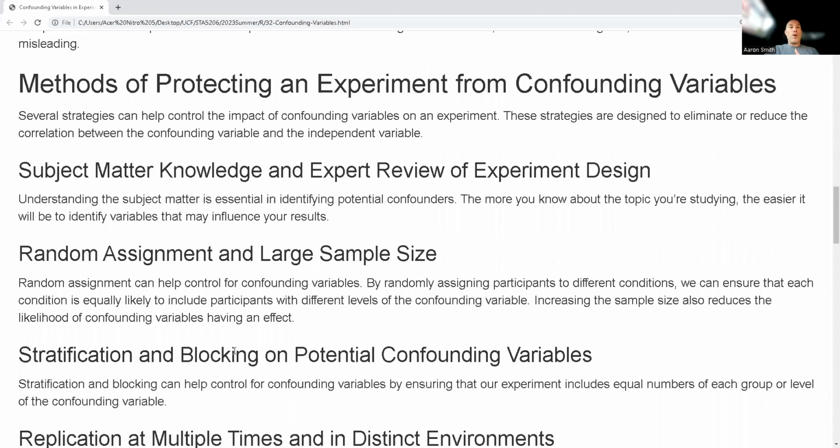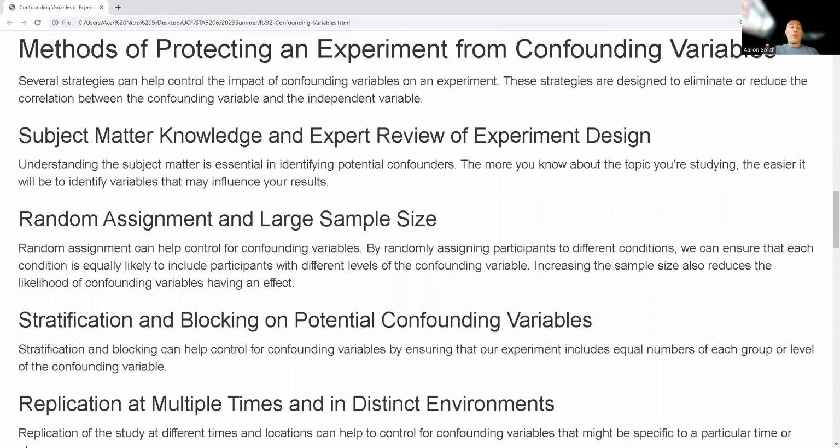Let's talk about ways to protect ourselves from confounding variables. The first and most important one is subject matter knowledge. If I know a lot about what I'm working with and I understand what's going on, I'm going to be able to identify confounding variables in the system that I wouldn't be able to spot without subject matter knowledge. Whether or not I have that knowledge, it's a good idea to have an expert review my design before I start collecting data. A second pair of eyes might spot something that I missed.